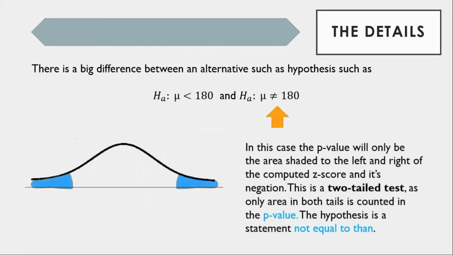However, if I'm stating it's not equal to, any observation that happens that's really far away from 180, really far above will count, and really far below will count. So in this case, we call it a two-tailed test. An area in both tails will count towards that p-value.